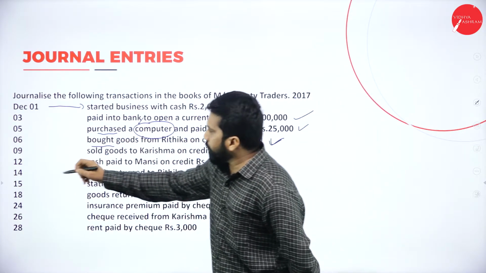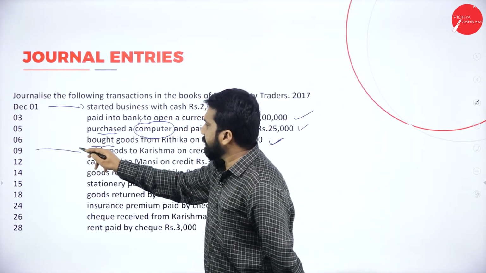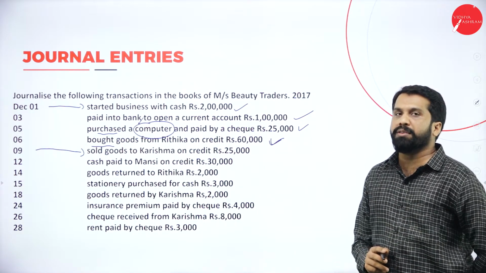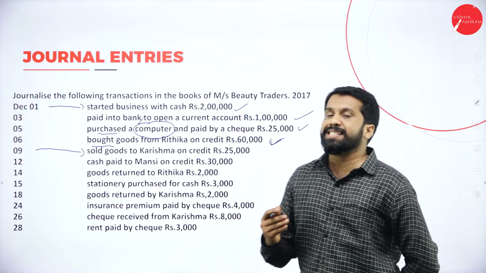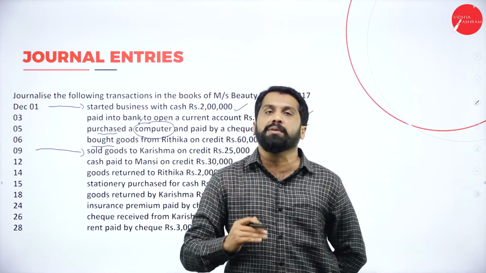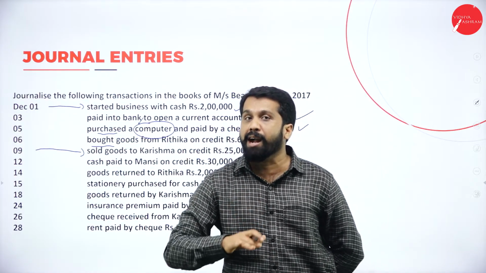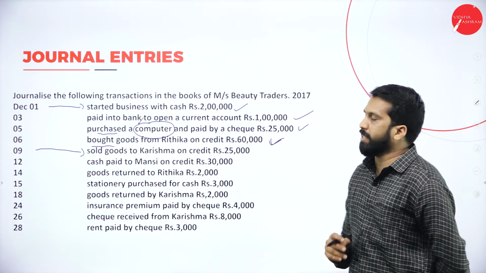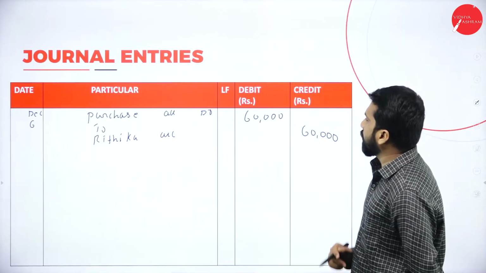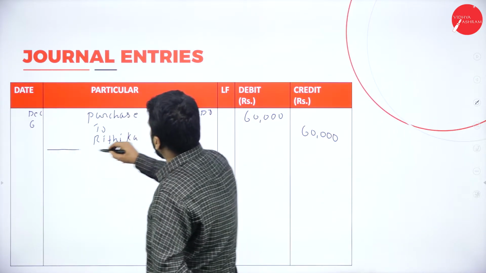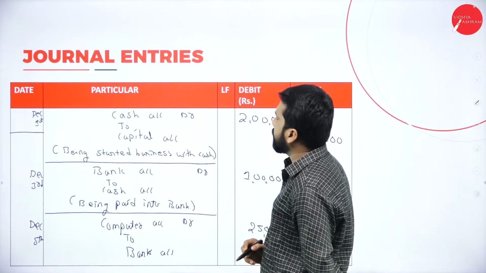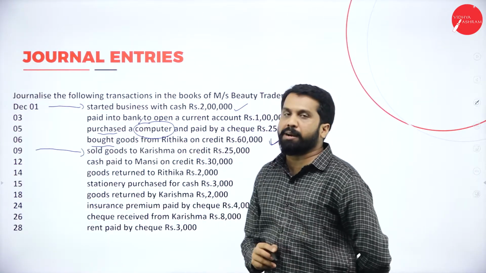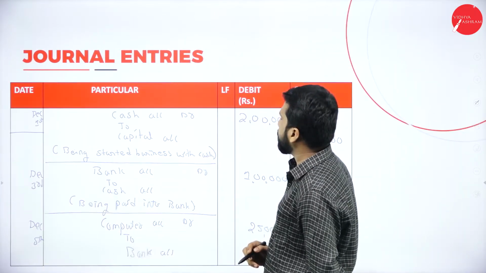Next, we'll come to December 9th. December 9th, sold goods to Karishma on credit. Sold means what? Sales. Sales always up or down? Sales always down. So, sold goods to Karishma. We'll go for that. Now, so what is the date? Sold goods to Karishma, it is on 9th and amount is 25,000.